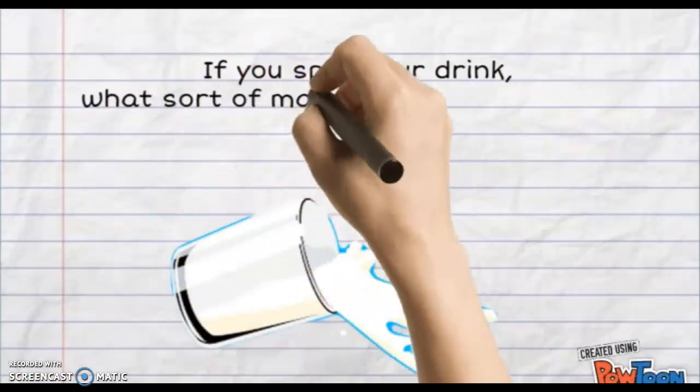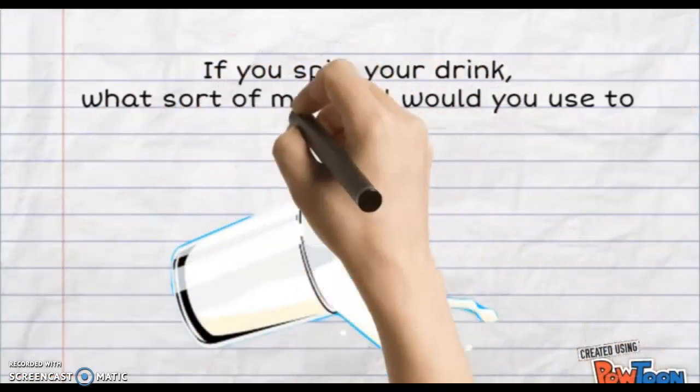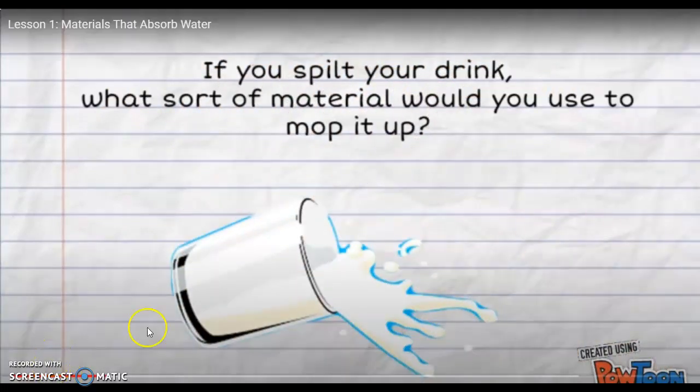So if you spilt your drink, what sort of material would you use to mop it up? Would you use a mop? Would you use a paper towel? Would you use a sponge? Would you use wax paper? Would you use rubber? Think about what material would be best to clean up the spilt milk.